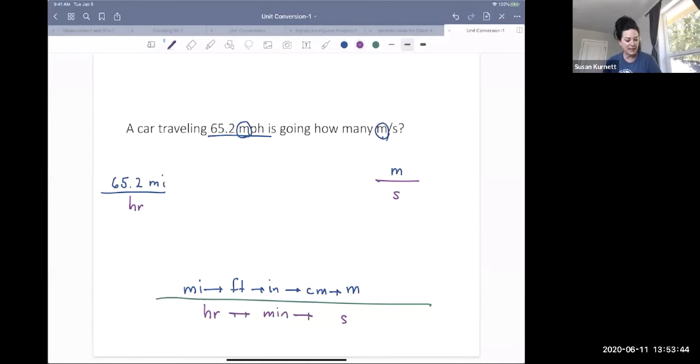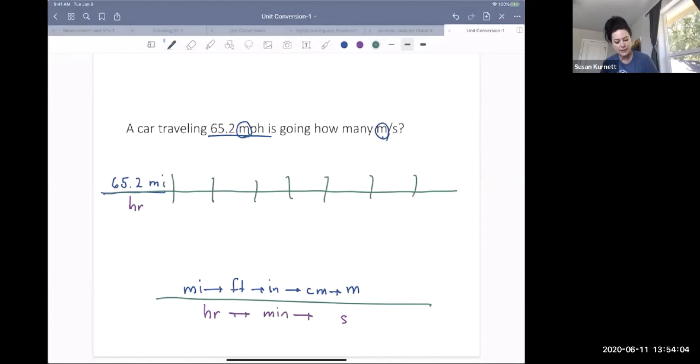So how many conversions do I need? How many arrows do I have? 6. And it doesn't matter what order you do things in, but I'm going to need 6 places for things. 1, 2, 3, 4, 5, 6 equals.